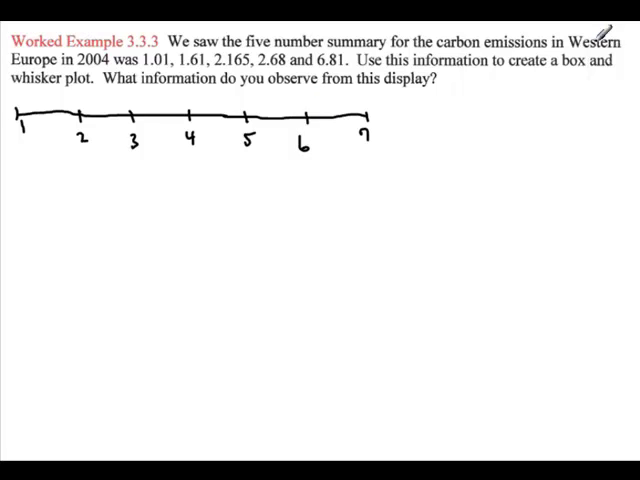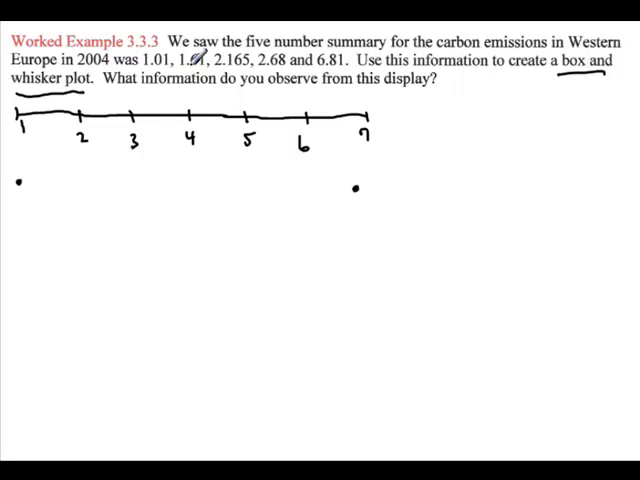So here's how we create our box and whisker plot. First, we're going to do the ends of our whiskers. So 1.01 is going to basically be just at the 1, the end of one whisker. The 6.81 is just before the 7, which is the end of our other whisker. Now for the box part. We're going to use our quartiles for that.